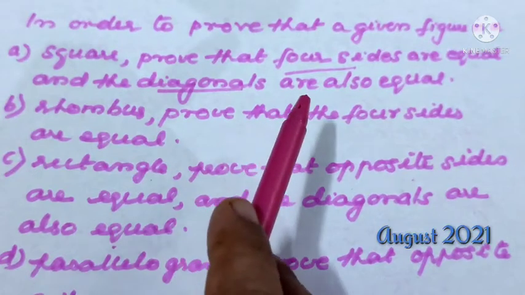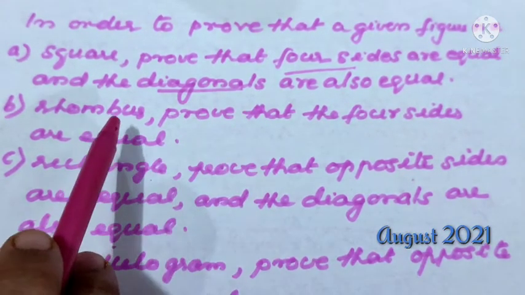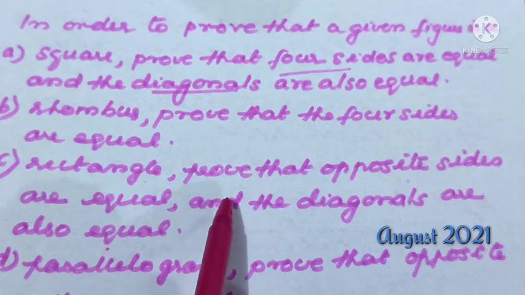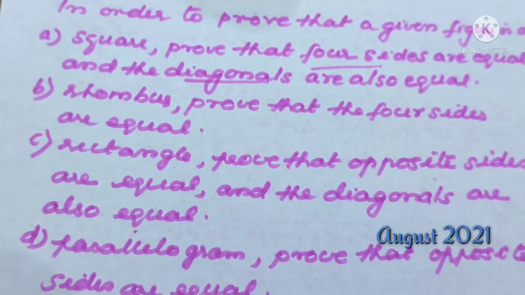So these are the conditions. A square means 4 sides and diagonals are also equal. Rhombus means only the 4 sides are equal. Rectangle means opposite sides and diagonals are equal. Parallelogram means only opposite sides are equal.